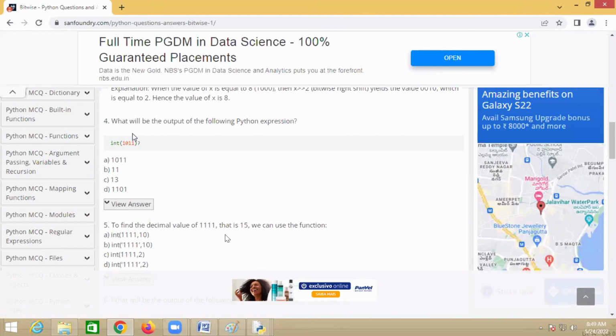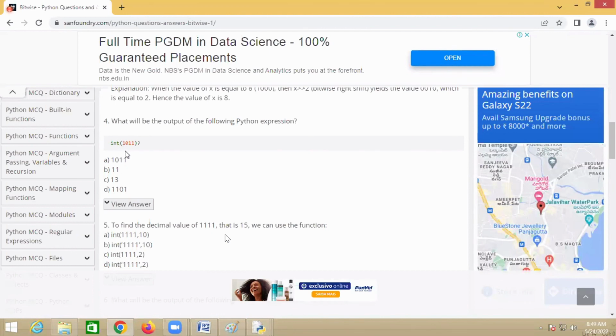If 1 0 is there, will it become binary? No, it doesn't work like that. If it is 1 0 1 1 1, is it binary only? No, binary means you should have some prefix. The prefix of binary is 0b.